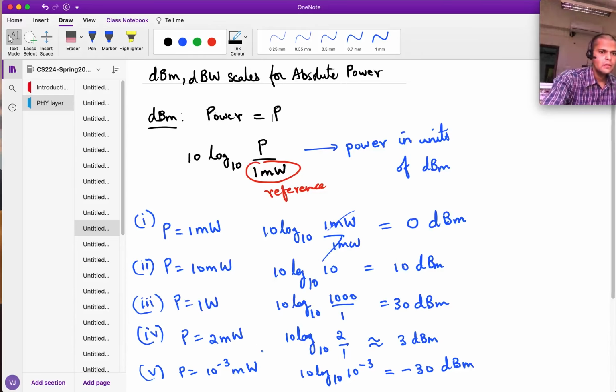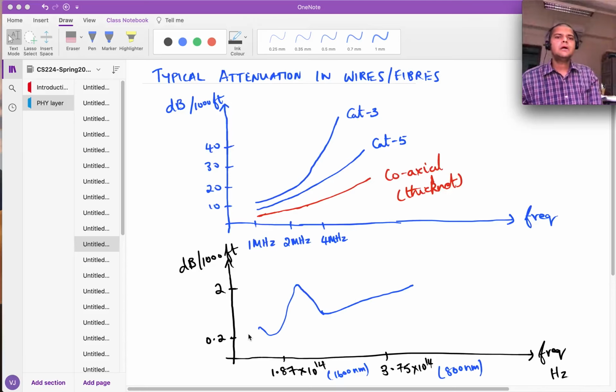Let's look at some typical charts for attenuation for wires and fibers. Plotted over here on the y-axis is the dB in attenuation per 1000 feet, and on the x-axis I am showing the frequency.